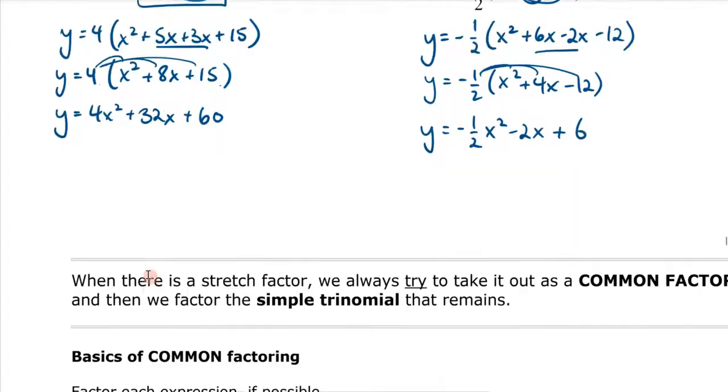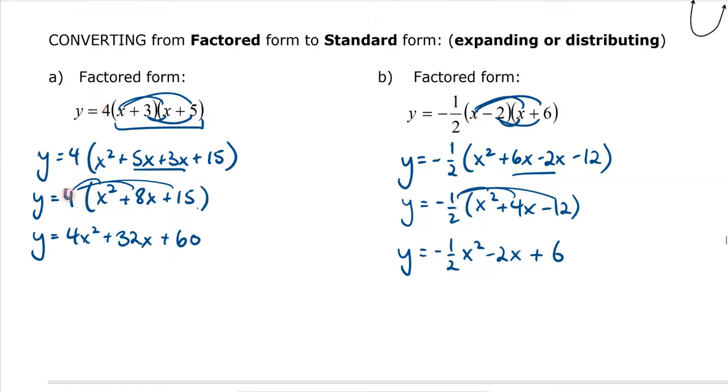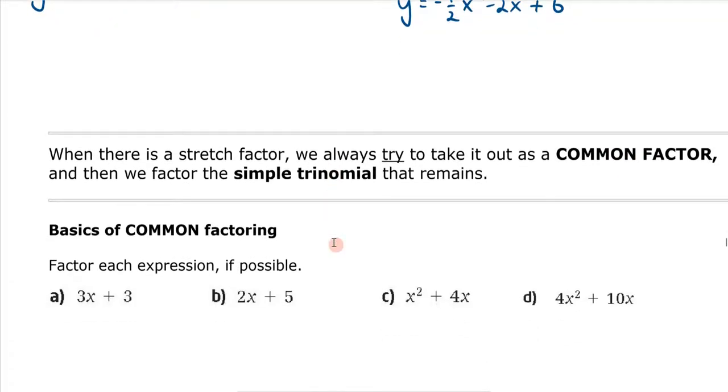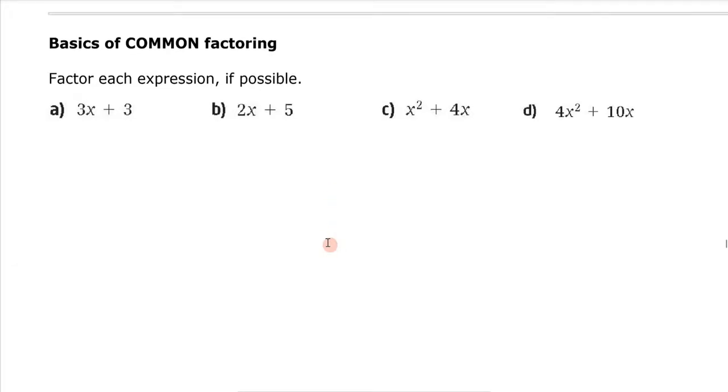So when we have something called a stretch factor, so that stretch factor was a, 4 or a negative 1/2, we always want to try to take it out as a common factor, and then we factor out the simple trinomial that remains. So I'm going to go over some of the basics of common factoring. As I touched on it in the last video, so if you didn't quite understand it, you're going to understand it now. So let's look at some basics of common factoring.